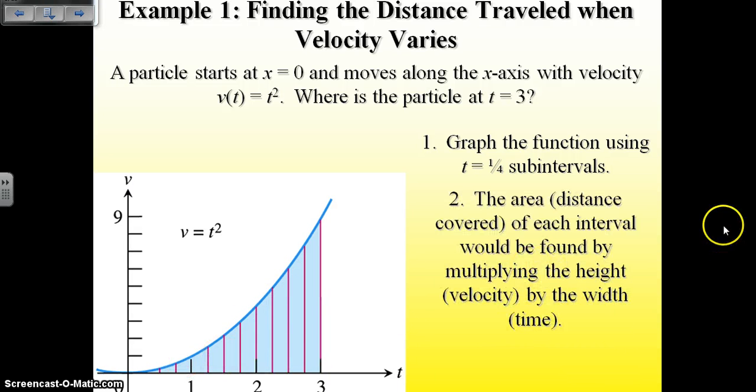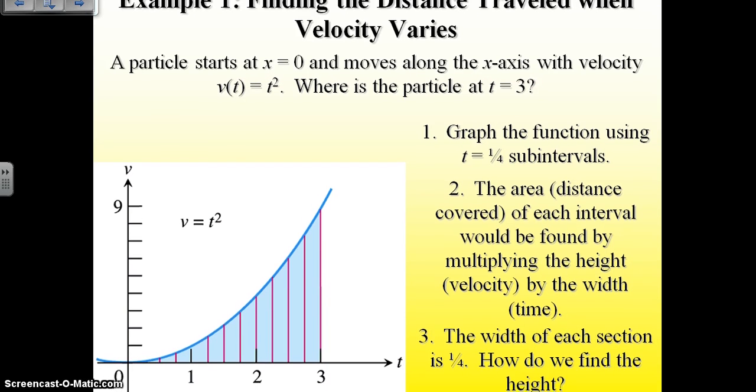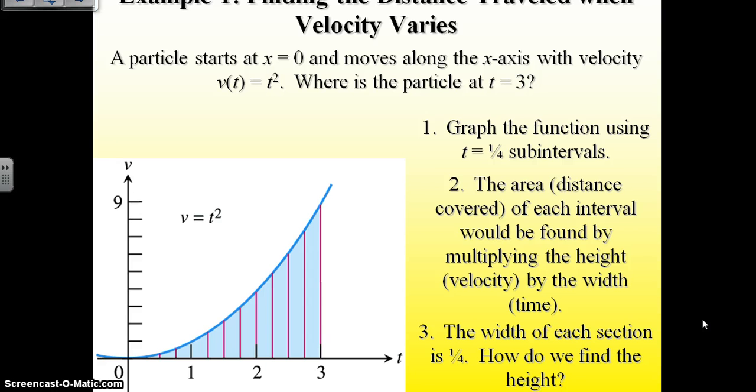Well, the next thing I'm going to do is, again, recognize that the distance covered in each interval would be found by multiplying the height, velocity, by the width, time. Well, we know that's basic area. Width times height equals the area. Now, let me move my box down here a little bit so you can see the bottom of the screen. The width of each section is 1/4. We know that from the beginning. We set that up, right? The width of each section is 1/4. That's how we knew to put 4 in between each number. So the width of every rectangle here is 1/4.